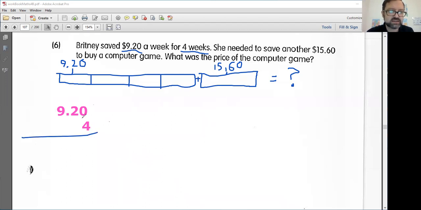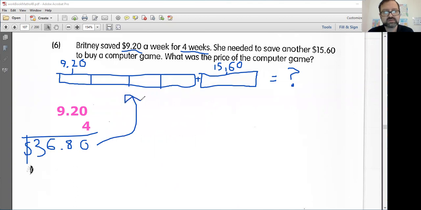Let's do some math. 4 times 0 is 0. 2 times 4 is 8. Don't forget your decimal point. 9 times 4 is $36.80. All right, and then that tells me how much for all 4 weeks here.